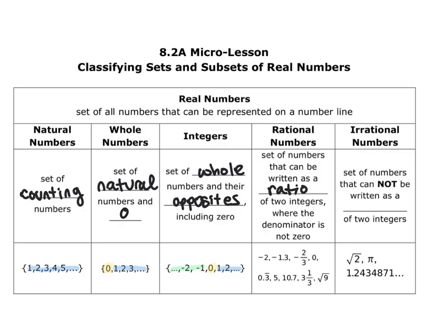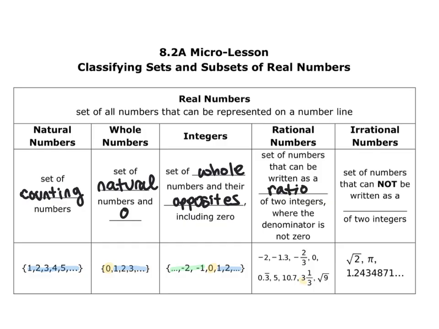And rational numbers is a much broader set. It's the set of all numbers that can be written as a ratio of two integers, where the denominator is not 0. So natural numbers, whole numbers, and integers, these are all rational. And we have a lot of other things that are rational as well. We have positive and negative values, and we have values that are fractional. We have values that are decimals. The key thing here is that these are all values that can be written as a ratio of two integers.